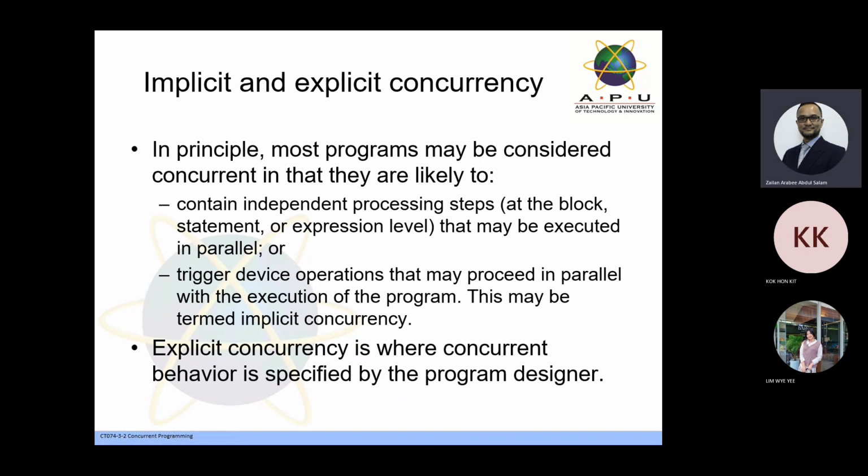if they have independent processing steps that you can actually execute in parallel. Or they can proceed in parallel by the program design. So this is called implicit concurrency. Explicit concurrency is you literally design the program from the get-go to run concurrently, which is what we are going to be doing within the next few weeks.